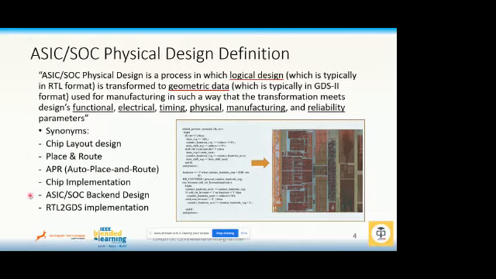Physical design also has different names used in the industry. I just wanted to highlight those so that in case you hear these terms in the industry, you will know what we are referring to. People call it chip layout design, place and route, or auto place and route, chip implementation, ASIC SOC backend design, or RTL to GDS implementation. When you see any of these terms, all of them refer to physical design.